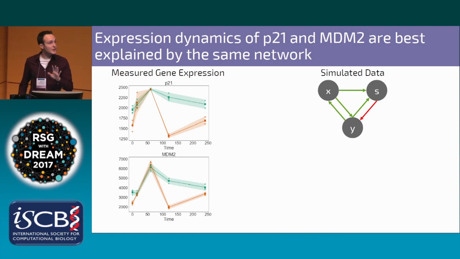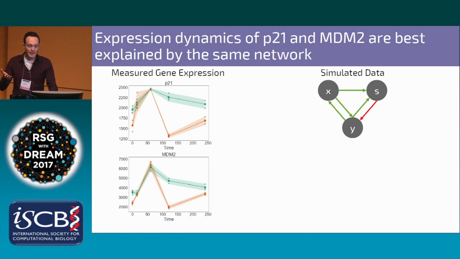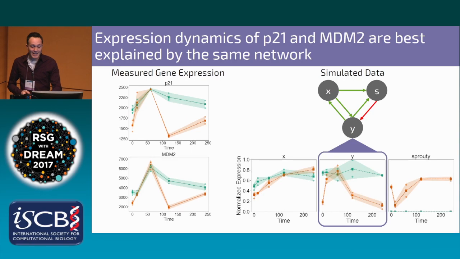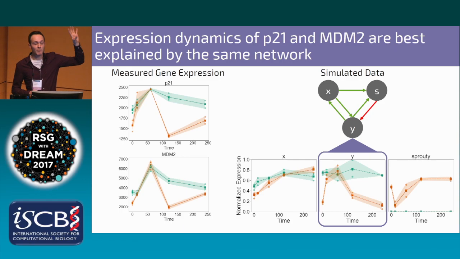And interestingly, they both match best to one particular network, which I'm showing up here. And if we look at the data for the simulation that we simulated using this dynamical model, it looks something like this. And the output node Y, if you look, it qualitatively matches very well to both MDM2 and P21. But there's a lot more that we can do because we have this quantitative dynamic model that we've produced. So we can see how well it stands up to other data.